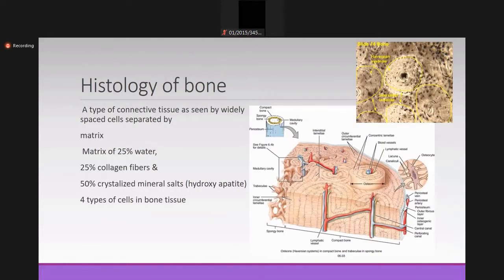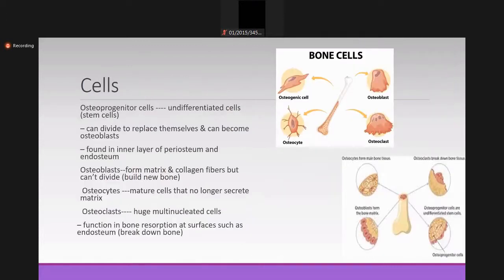Coming to the structure of the bone, whether compact bone or any other type of bone, it is a type of connective tissue characterized by widely spaced cells. The bone is formed by matrix, which is 25% water, 25% collagen, and 50% hydroxyapatite crystals. Then we have four types of cells forming the structure of the bone.